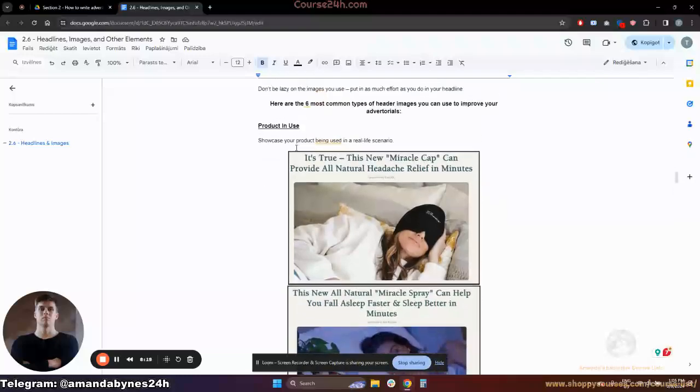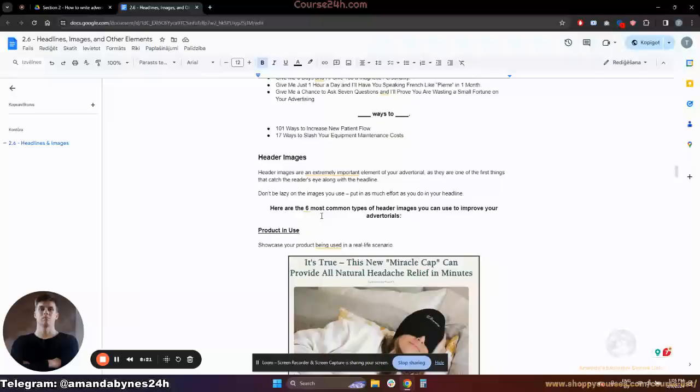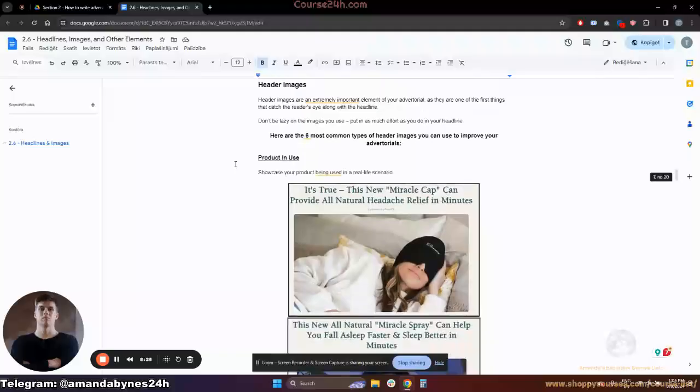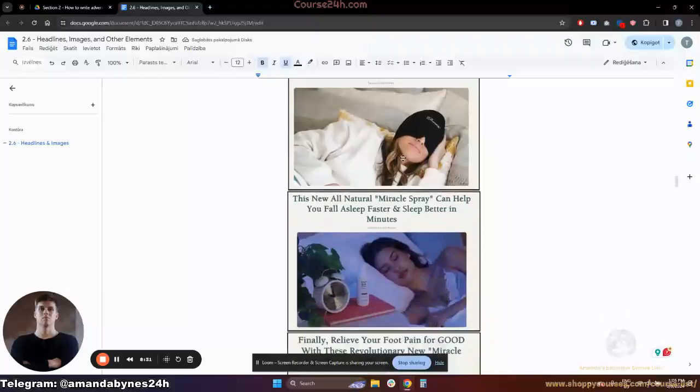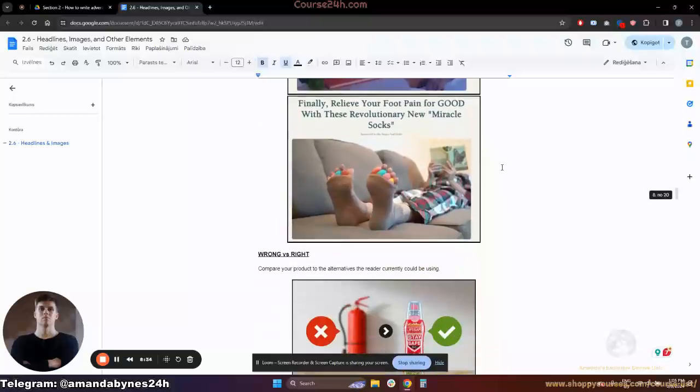So there are 6 different header images you can use to improve your editorial. Number 1 is product in use. Showcase your product being used in a real life scenario. Here you can see some examples.